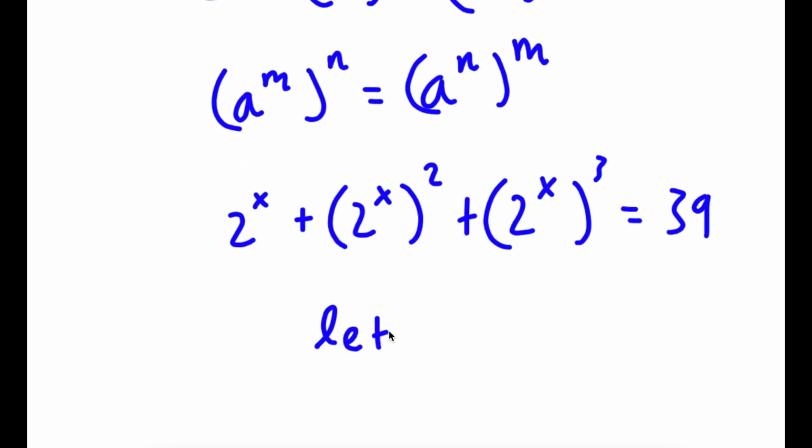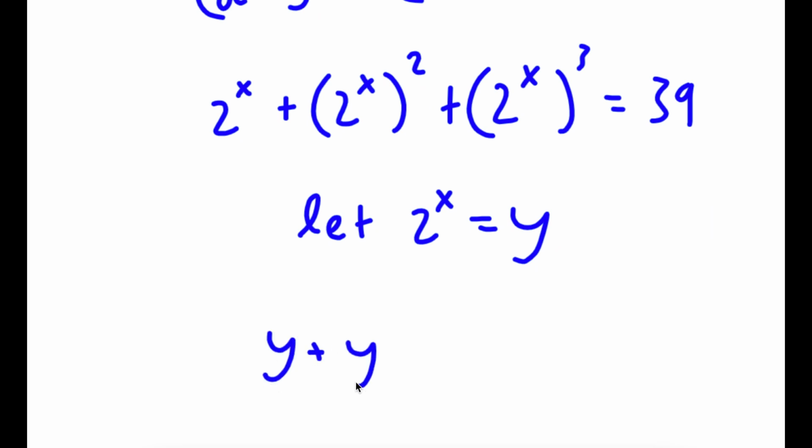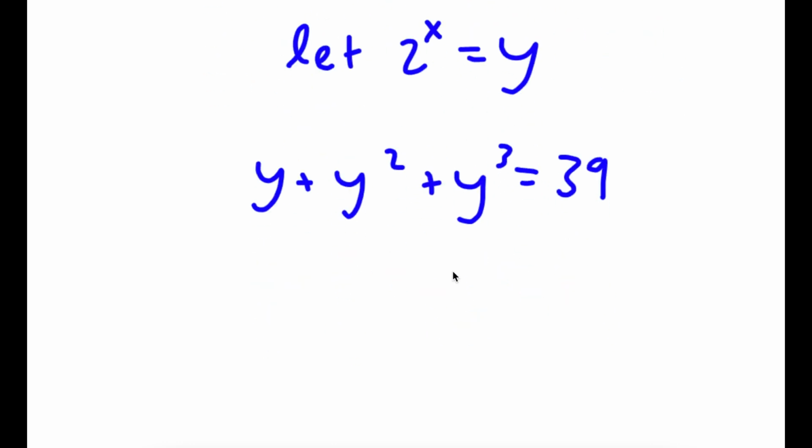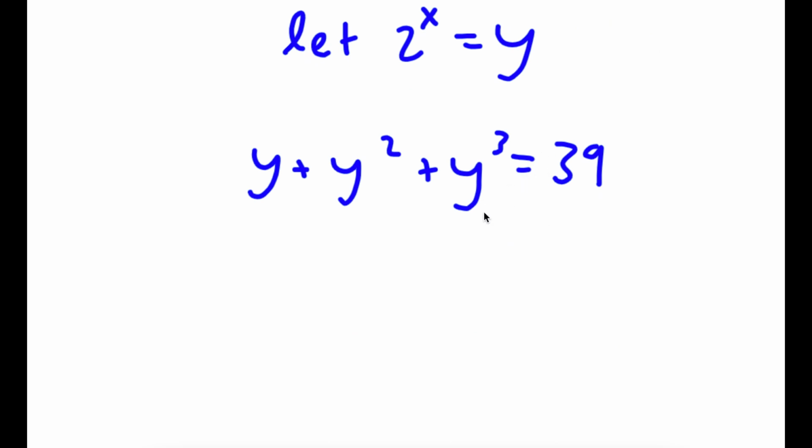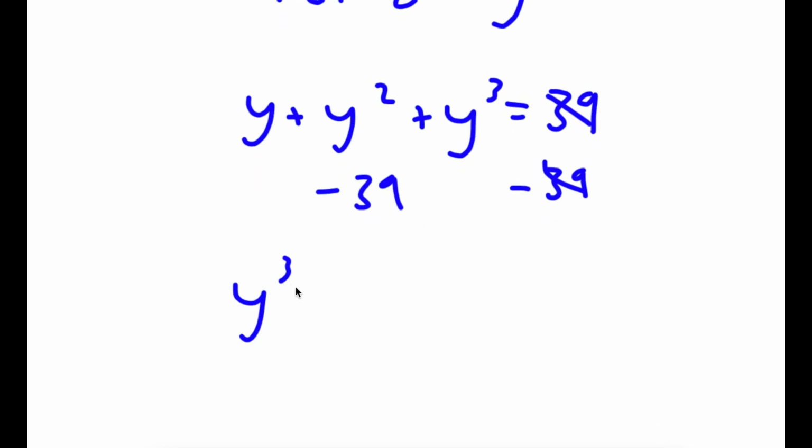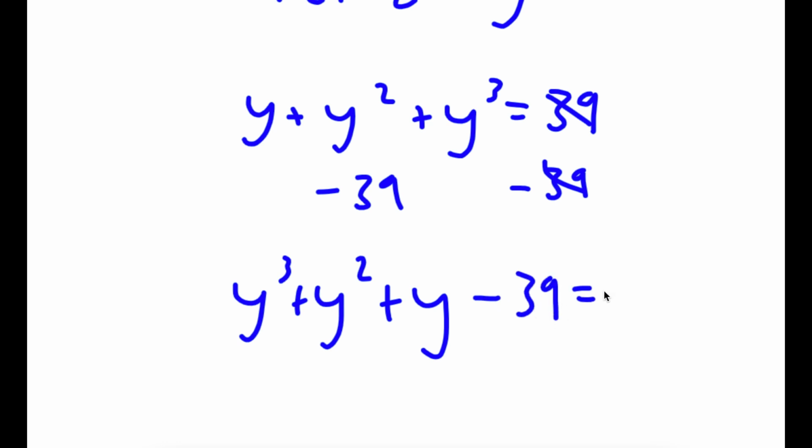Now, I'm going to let 2 to the power of x equal to the variable y. So now I have y plus y squared plus y to the power of 3 is equal to 39. Now, I'm going to subtract 39 on both sides. So these two cancel out, and now I have y to the power of 3 plus y to the power of 2 plus y minus 39 is equal to 0.